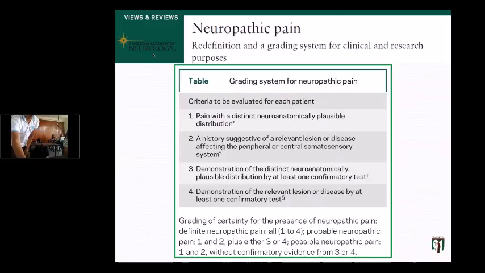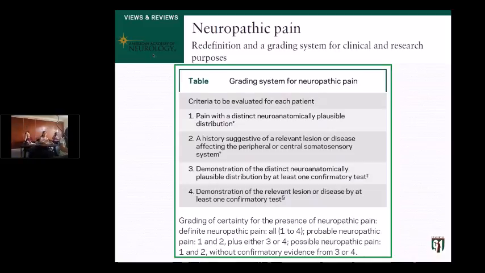Now, if we have a third, which is demonstration of the distinct neuroanatomically plausible distribution by at least one confirmatory test, and one of these tests that we do in the physical and rehab med specialty is electrodiagnosis. So like if there is neck or cervical radiculopathy or back pain with radiculopathy, or what we call lumbosacral radiculopathy, this can be confirmed by this procedure.